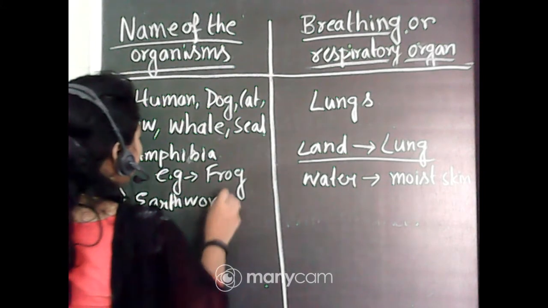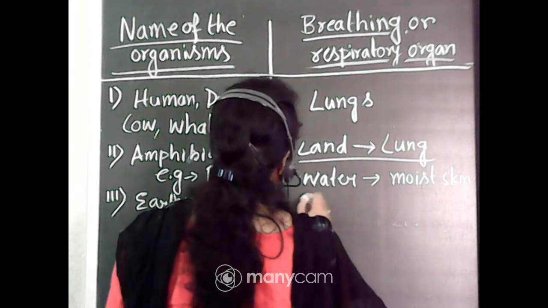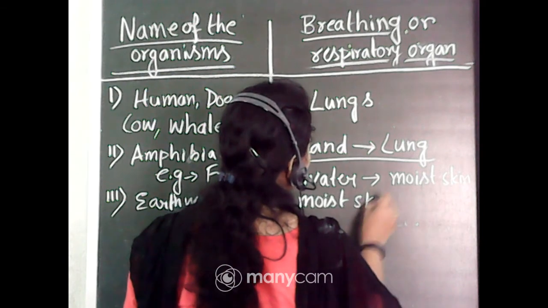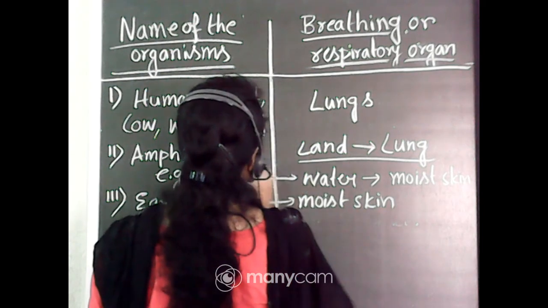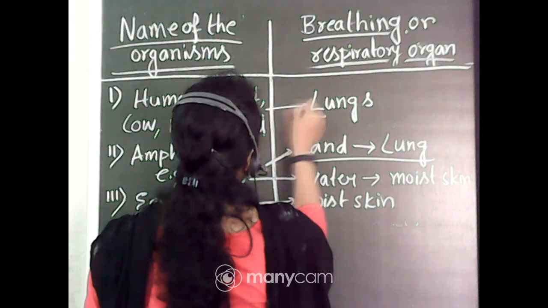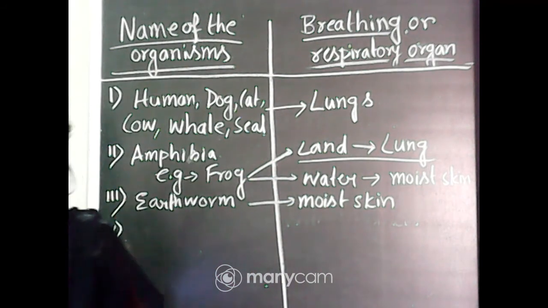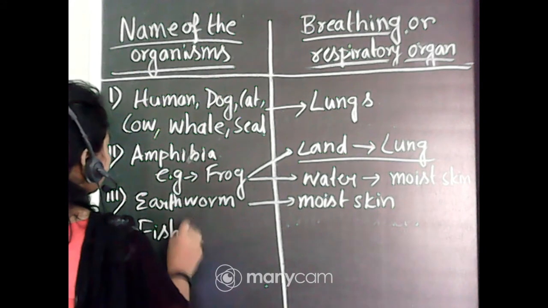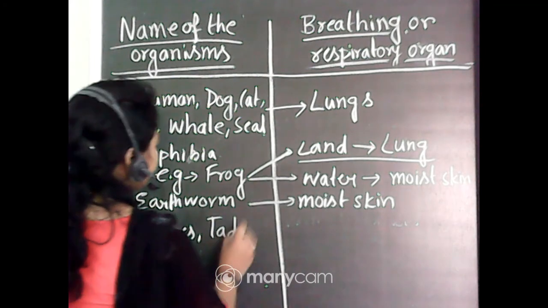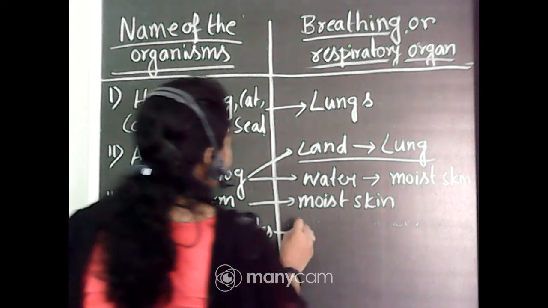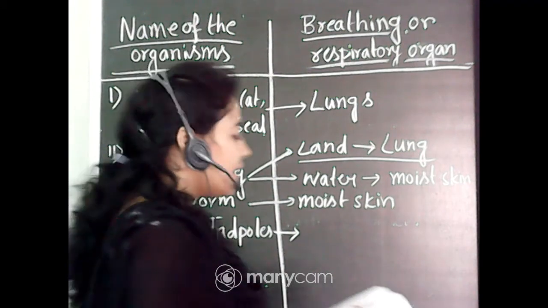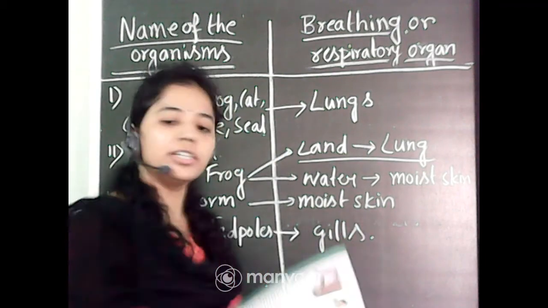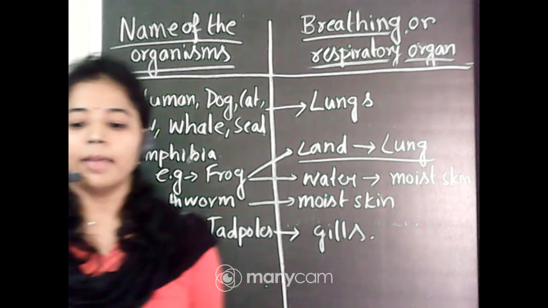Earthworms also have moist skin, which is very essential for them for exchange of gases. Next, fishes, then tadpoles. These organisms possess gills for exchange of gases. Tadpoles, you know, tadpoles are baby frogs.